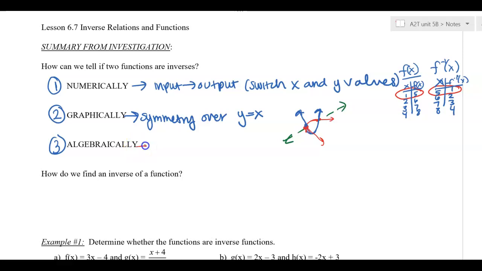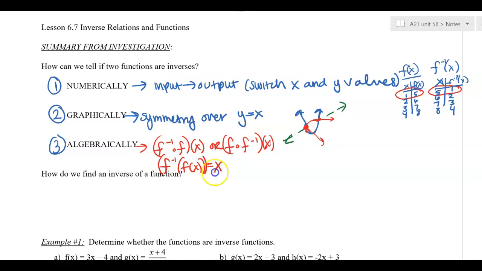And then lastly, algebraically, how we tell if something is an inverse is that if you compose them in either order, so if you do this, or if you do this, you should get back the original input. So f inverse of f of x should equal x, and f of f inverse of x should also equal x.